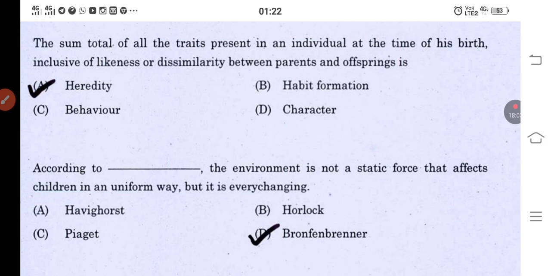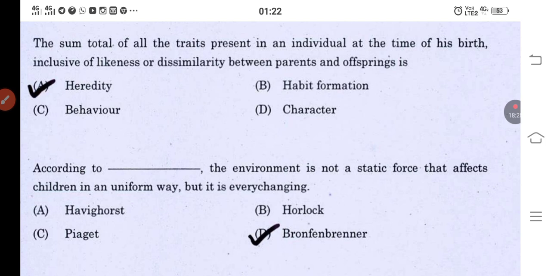He has given different systems, for example a family in the microsystem, which is very closely related to the child, like parents, grandparents. So the environment inside a house. Next will be the mesosystem, then the exosystem, then the macrosystem, and finally the chronosystem. So all these systems will influence the development of a child.